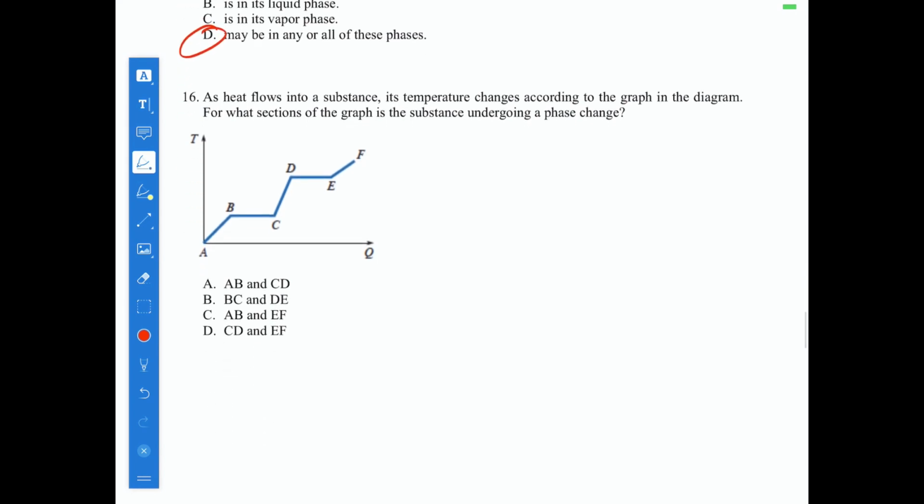Number 16. As heat flows into a substance, its temperature changes according to the graph. For what section of the graph is the substance undergoing a phase change? Of course, BC and DE, there are two phase changes. So the answer is BC, DE, B.